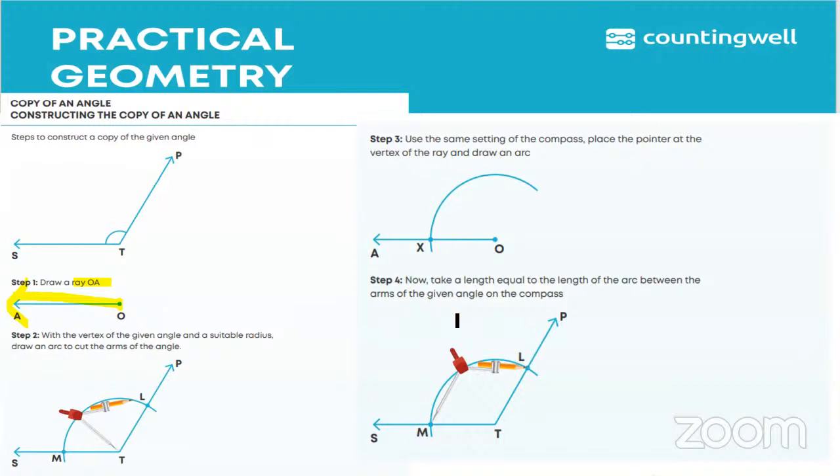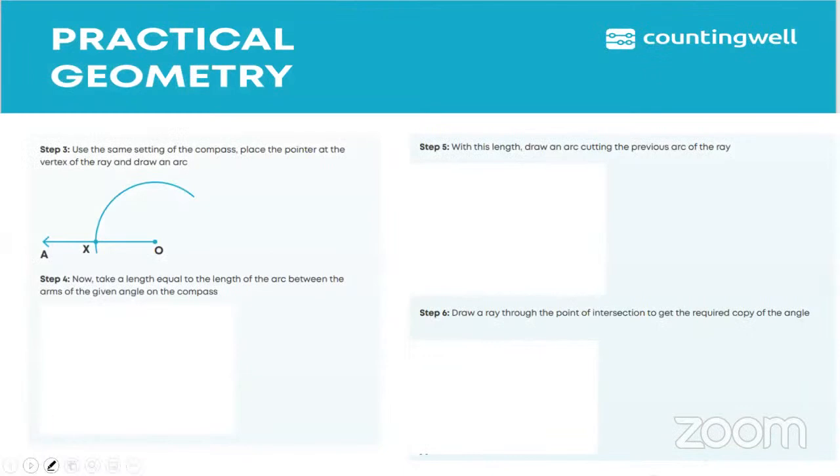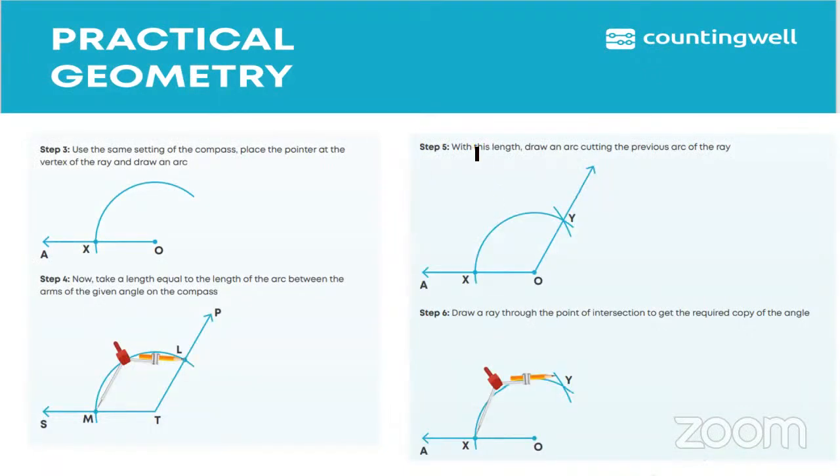Now what you have to do next is go back to the given angle PTS, and take a length equal to the length of the arc between the arms of the given angle. So you have to measure the distance between M and L in the given arc. Next, what are we going to do? We are going to take the same length and cut the previous arc of the ray here. Then we draw a ray through the point of intersection to get the required copy of the angle. So in this way we get an angle equal to the given angle.